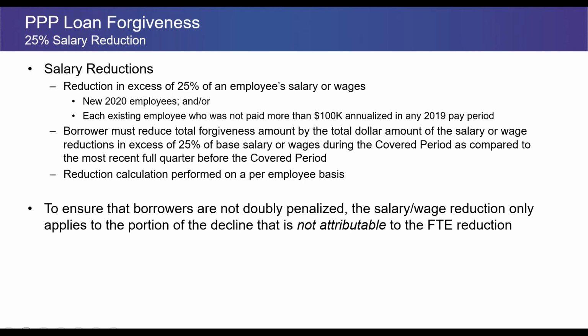Salary reductions. This is the 25% salary reductions. Reduction in excess of 25% of an employee's salary or wages, new employees and/or each existing employee who was not paid more than $100,000 annualized in any 2019 pay period. The borrower must reduce total forgiveness amount by the total dollar amount of the salary or wage reductions in excess of 25% of base salary or wages during the covered period as compared to the most recent full quarter before the covered period. The reduction calculation is performed on a per employee basis. And to ensure that borrowers are not doubly penalized, the salary wage reduction only applies to the portion of the decline that is not, I repeat, not attributable to the FTE reduction.